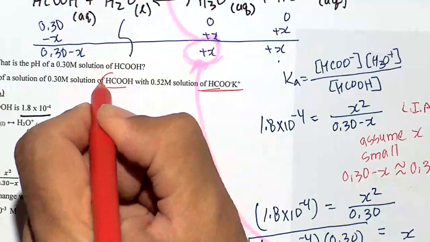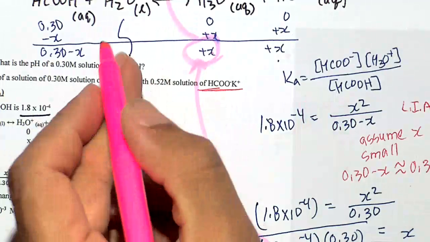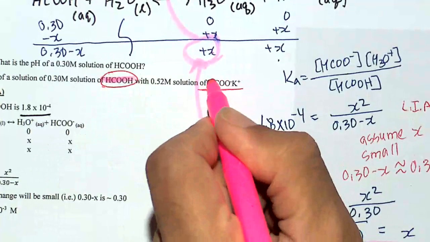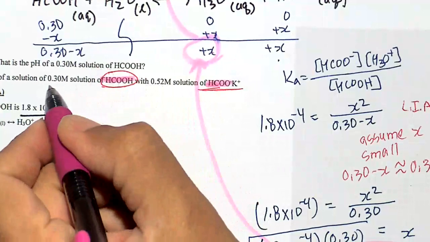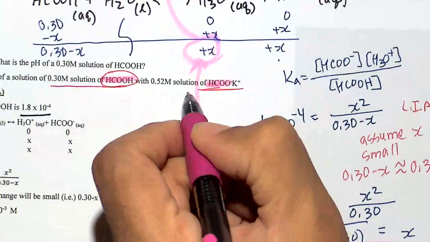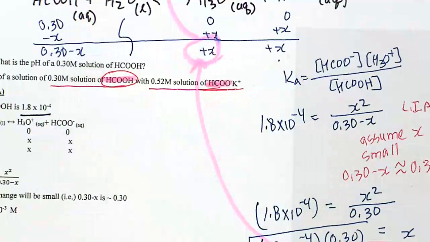So what we have here is the acid. All right, I'll highlight it in pink. And we have its conjugate base, which is HCOO minus. Okay, this K plus is called a spectator ion. Okay, it's a spectator ion. So we have some of this at 0.3 molar, which is the acid. We have some of this, which is 0.52 molar, the conjugate base.